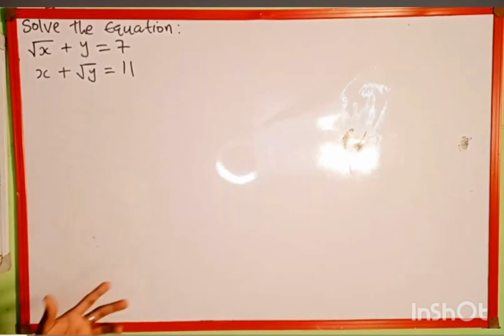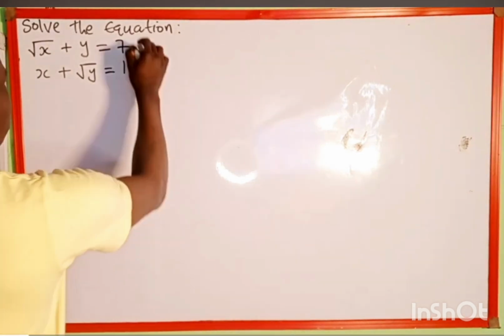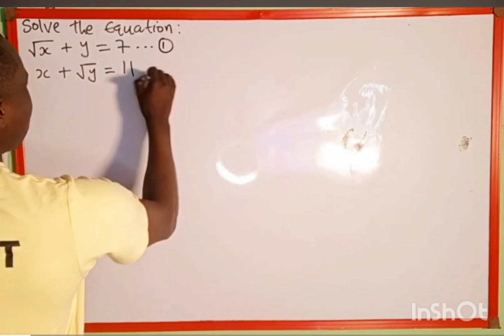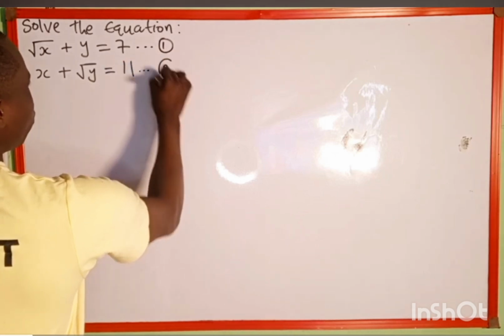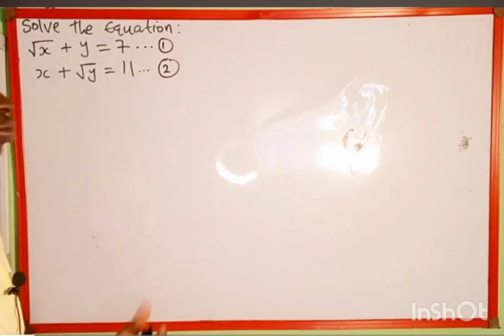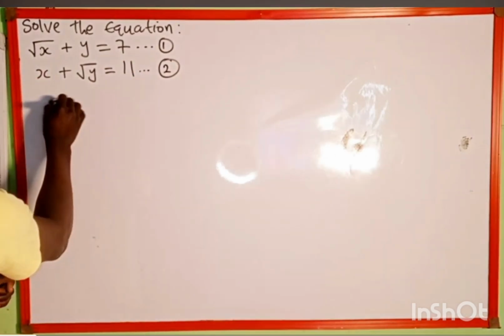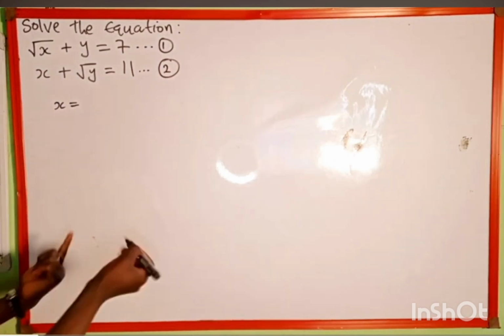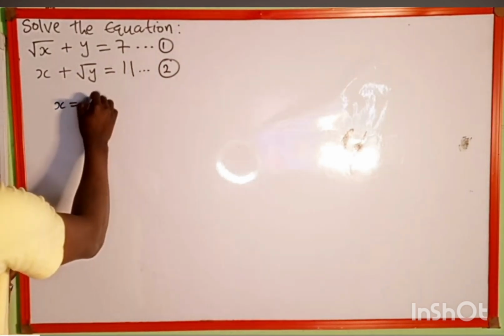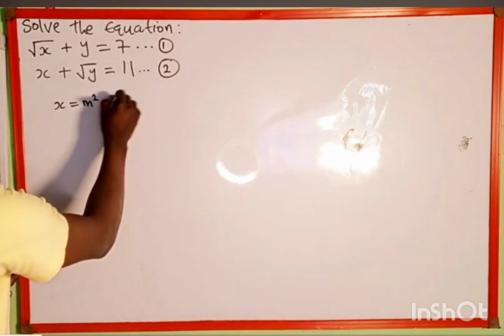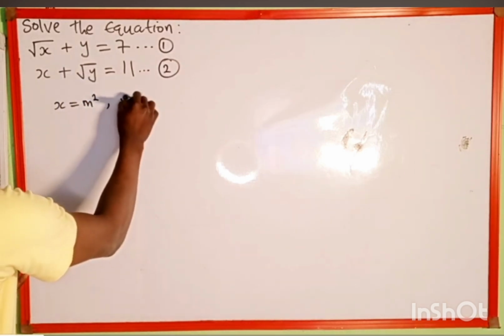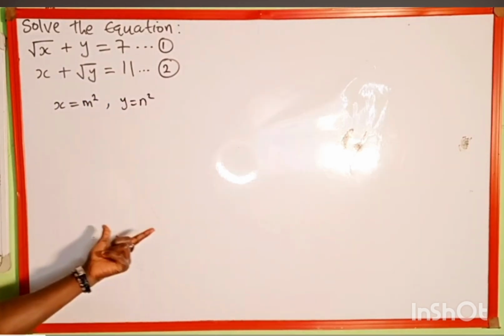The first thing we're going to do is to name the equations. We name the first equation as equation 1, then the second equation as equation 2. The next thing we're going to do is to let x be equal to any variable. Let's use m, so x is equal to m squared. And we also let y be equal to n squared. We can use any variable.